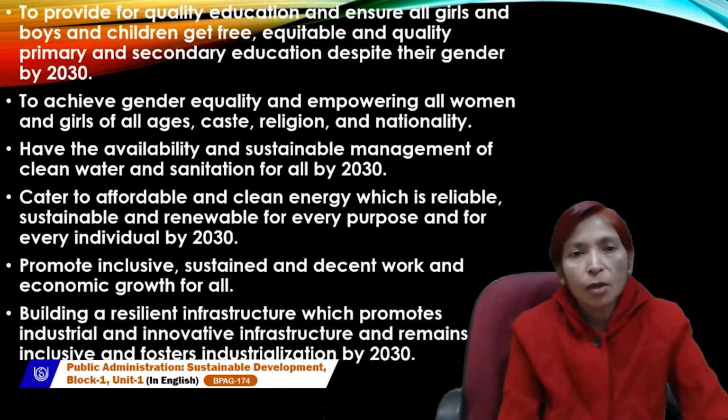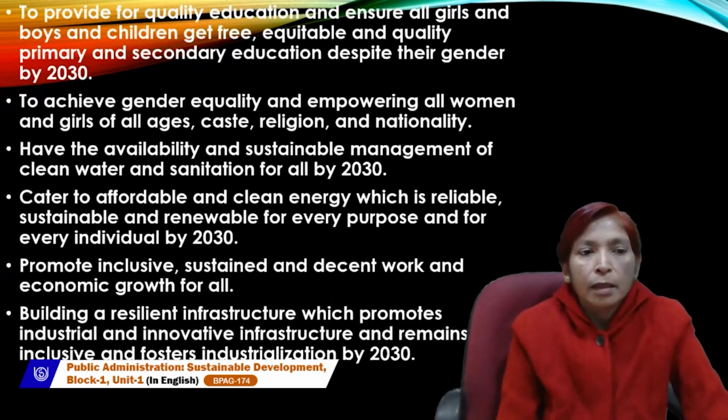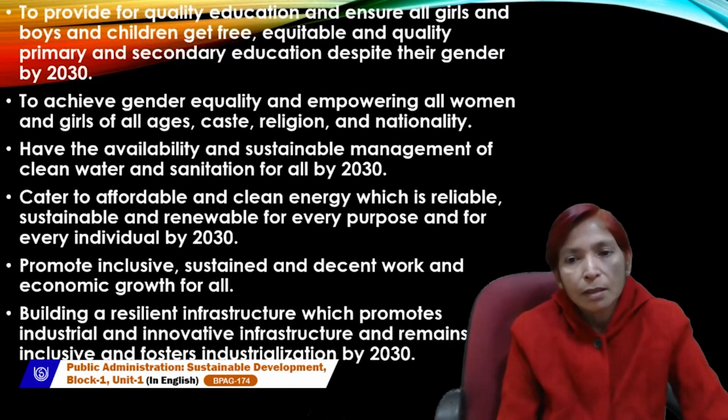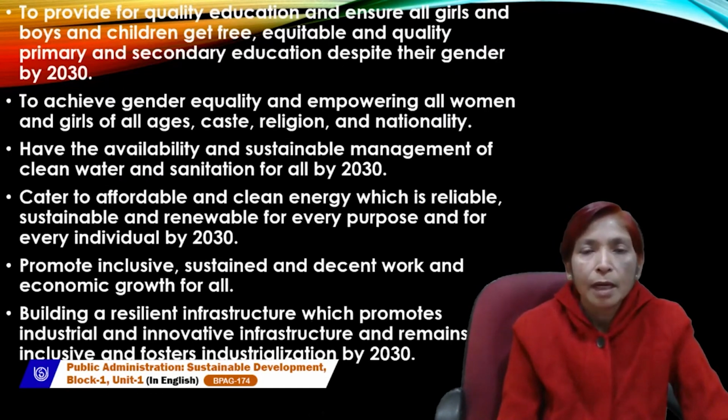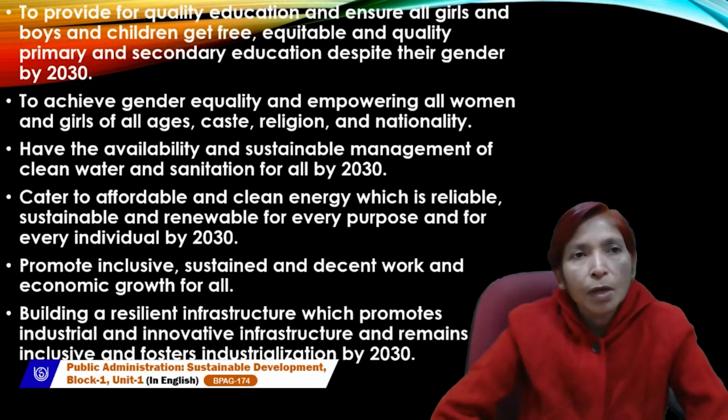To achieve gender equality and empower all women and girls of all ages, caste, religion, and nationality will also be included in sustainable development. Have the availability and sustainable management of clean water and sanitation for all by 2030. All these targets are related to the 2030 time period. Cater to affordable and clean energy, which is reliable, sustainable, and renewable for every purpose and every individual by 2030.